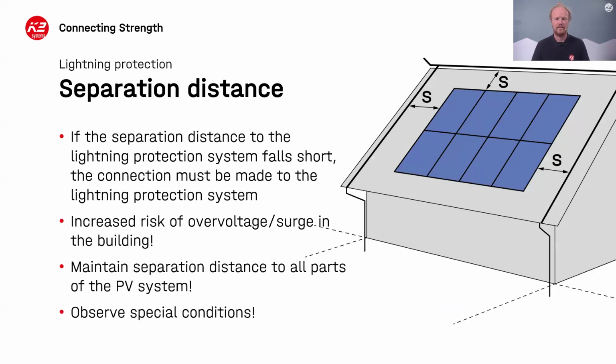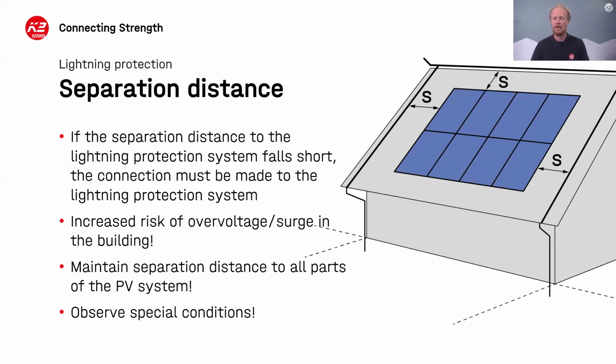If this distance, so this S is what we were talking about before, is less than the S minimum that we saw on the previous slide, then the PV system has to be integrated some way into the lightning protection system. The reason for this is if the systems are too close together, there is a chance of it arcing, and a spark forming between the two.